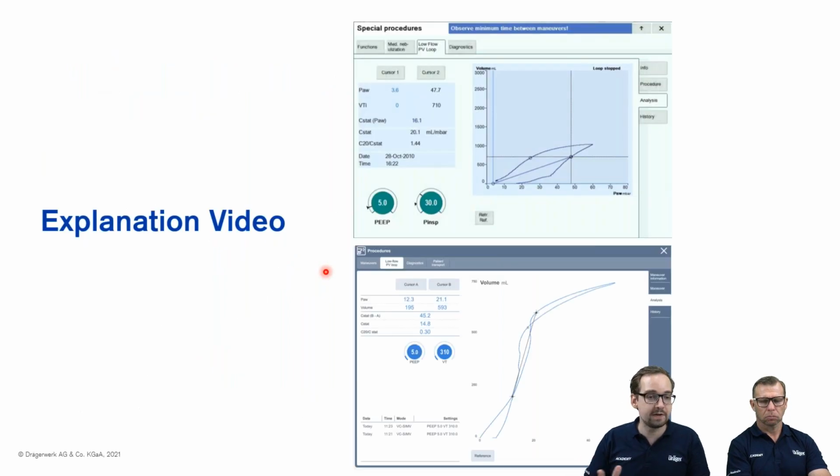To explain more how this is done, we will be looking at a video from Craig. Just one minor disclaimer: unfortunately, we were using a test lung. So you will be seeing something which looks like this. Please don't be irritated. This is what it would look like in a real patient. In our test lung, you see something which looks slightly different. Nevertheless, the process is still the same. Craig?